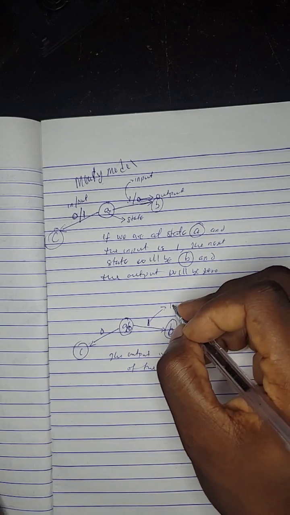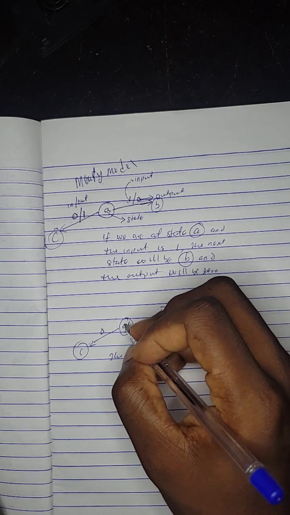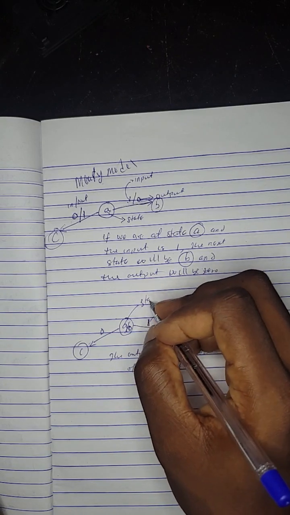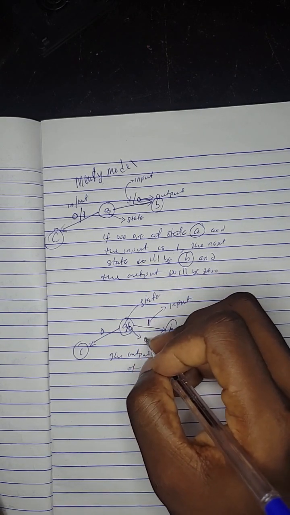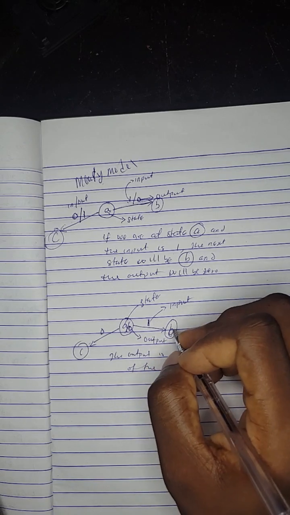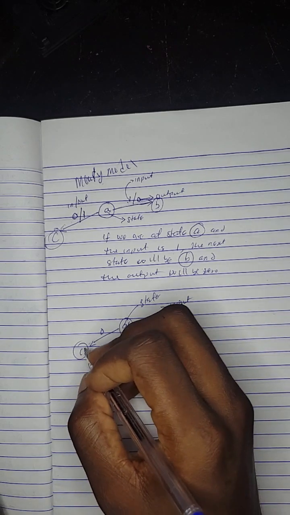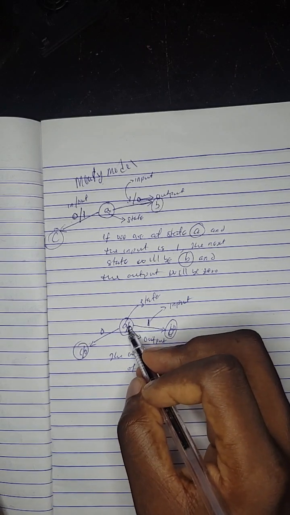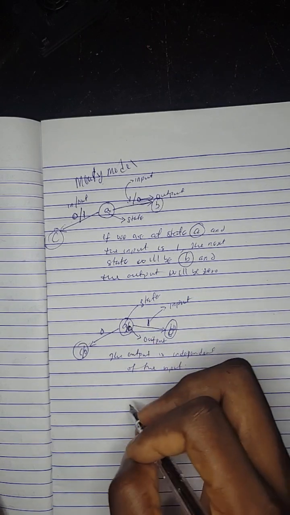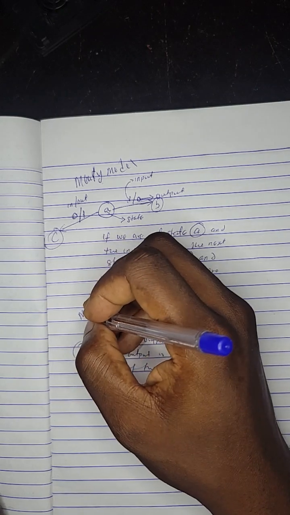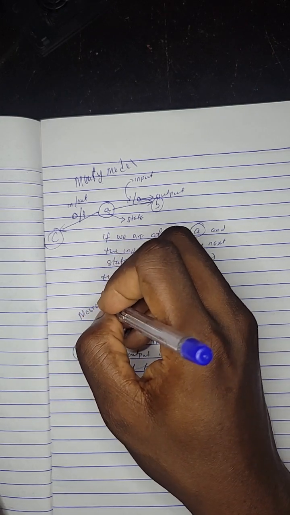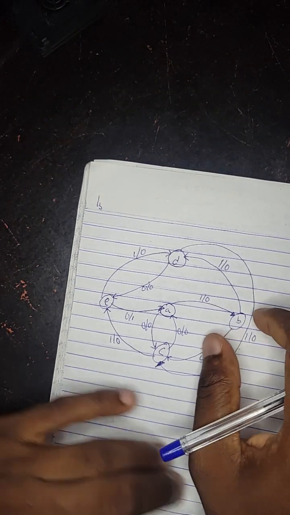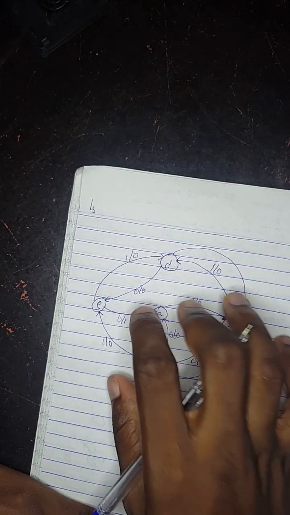So this one is our input, this A is our state, and this 0 here is our output. So this will be B, maybe B over 1, C over 0. In this kind of model, you already have the outputs inside the circle, and this model is called the Moore model. So the first part of this question asks, which kind of model is this?